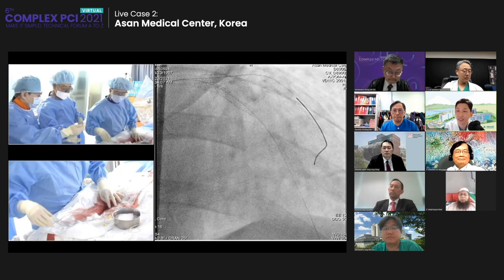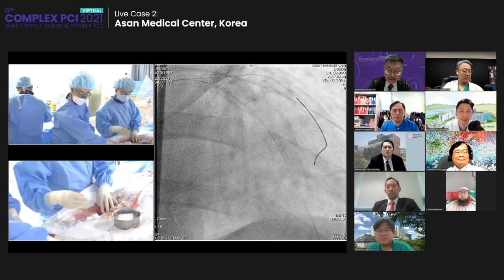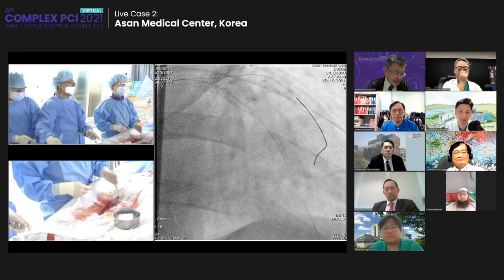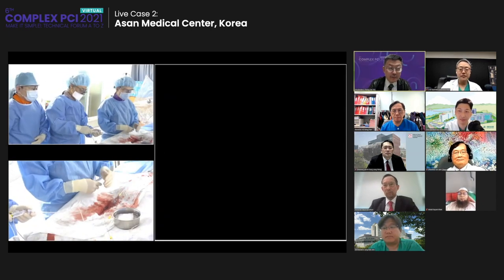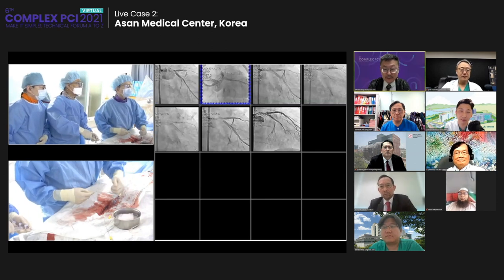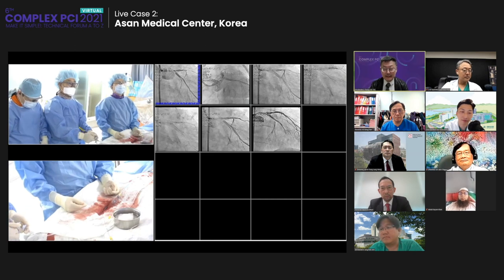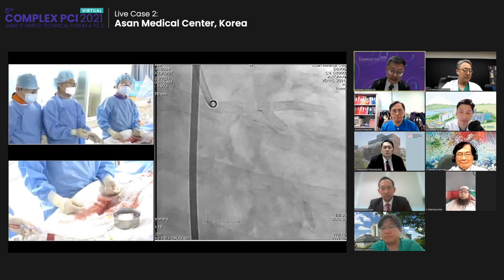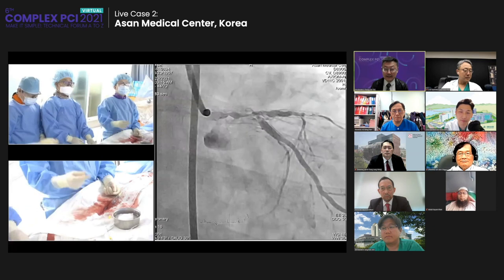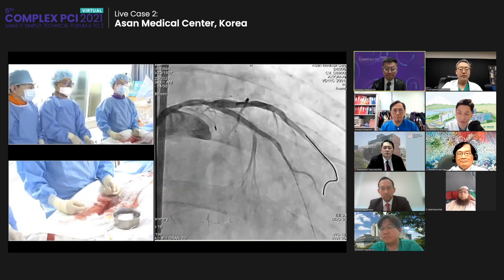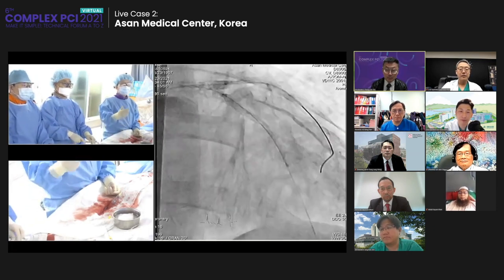Was it like that in the first view too? Give more nitro. Initial view too. Sometimes it might be competitive flow because the RCA has very good collateral. So the 2.5 balloon dilatation, or maybe some progressive ISR beyond the stent, can be factors. Not this one, our baseline.